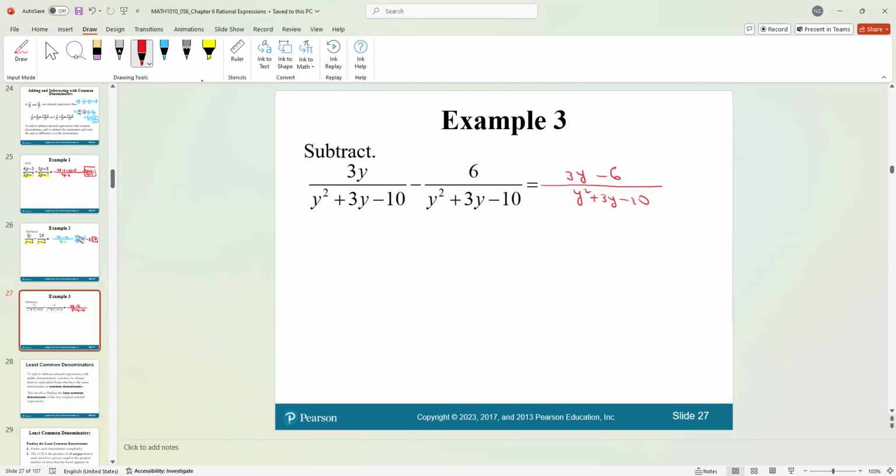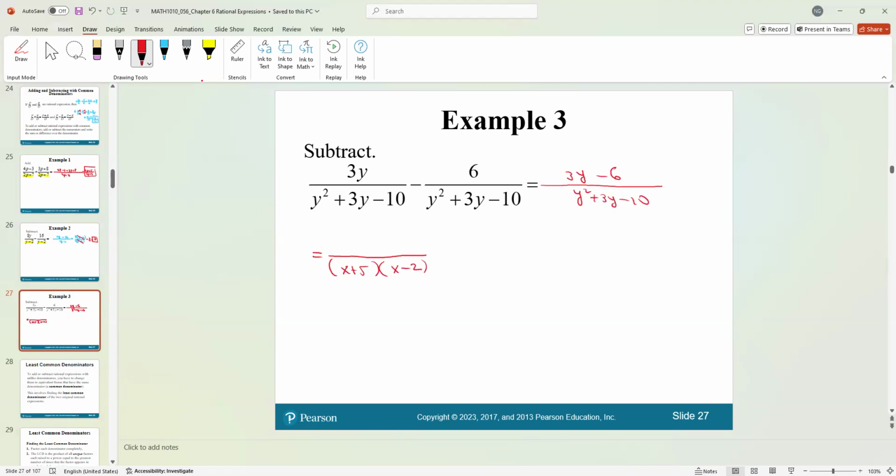Because it's a trinomial in the denominator, we can use the techniques we know for factoring trinomials. If it doesn't work, it doesn't work, but at least try to factor the denominator. Two numbers that multiply to give negative 10 and add to give positive 3. It's y plus 5 times y minus 2.